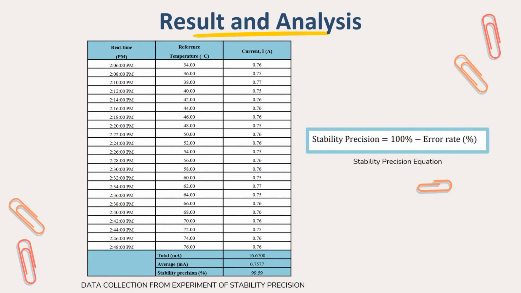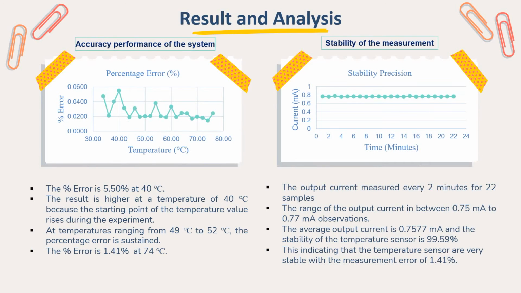And the next table shows the temperature and the current to calculate its stability precision. The current is measured by tapping the ground wire and the data wire and measuring the current using a multimeter. The stability of the sensor is calculated using this formula. Those data that have been collected have been produced into graphs.